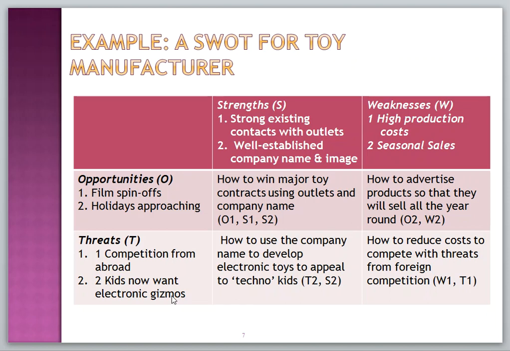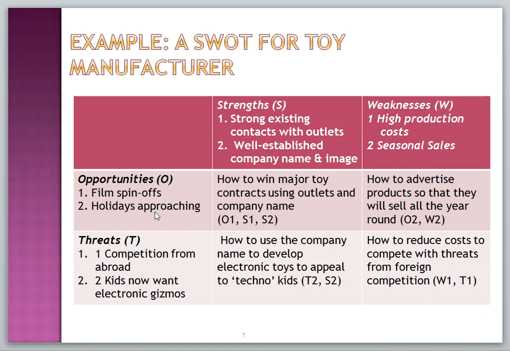Okay, what we want to do here is to match the S's with the O's, the W's with the O's, the S's with the T's, and the W's with the T's, and come up with a better definition of what we really want in the light of these S's, W's, O's, and T's. So let's match S and O. If we match O1 with S1 and S2, we may come up with this objective for our problem: how to win major toy contracts using outlets and company name.